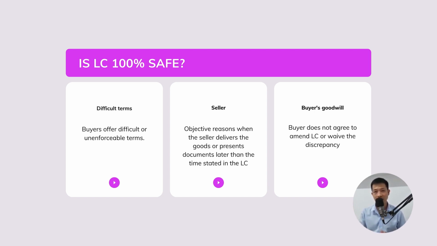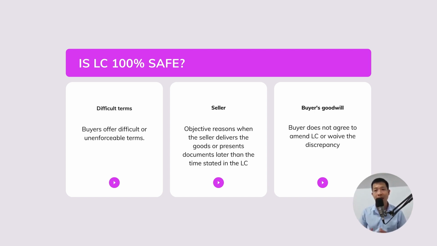So, if you want to receive payment, you'll have to rely on two options. The first option is to ask the buyer, the person who requested the LC issuance, to amend the LC. You might need to request this amendment even before you ship the goods. Once you realize that the LC might become non-compliant, you should ask the buyer to amend it.